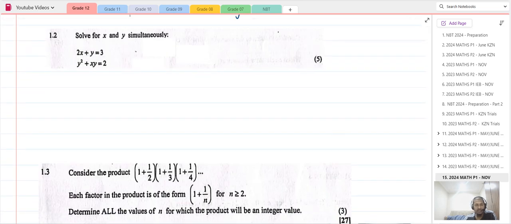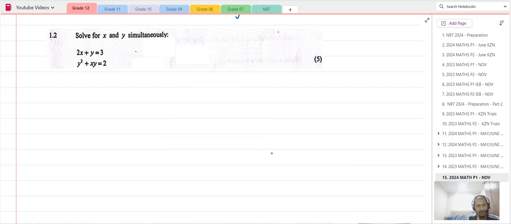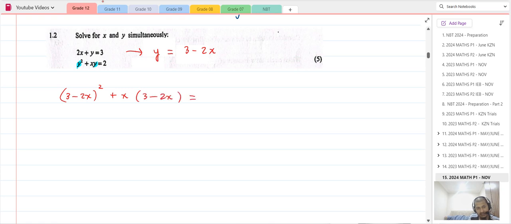Solve for x and y simultaneously. Next question. You can make y the subject of the formula, which is an easier case. So y is equal to 3 minus 2x. Take 3 minus 2x and substitute in the place of y. So we have (3 minus 2x) all squared plus x times (3 minus 2x) is equal to 2.